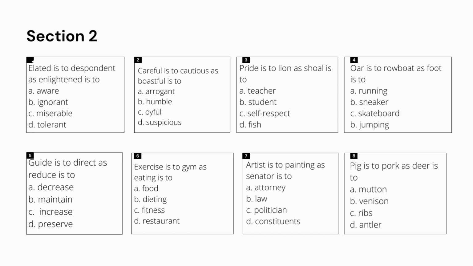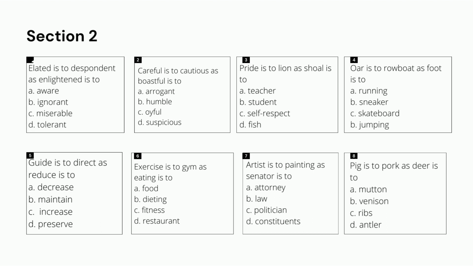Section 2, number 5. You guys deserve a medal. You're sticking with it. Guide is to direct as reduce is to. A, decrease. Guide and direct are synonyms, and reduce and decrease are synonyms. So that's just making this an easy spot, right? Those are synonyms.